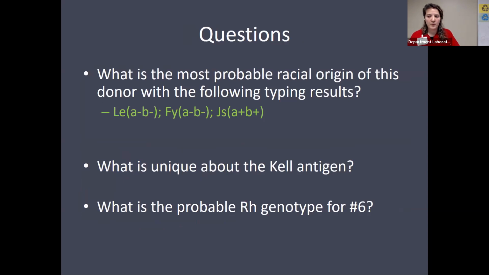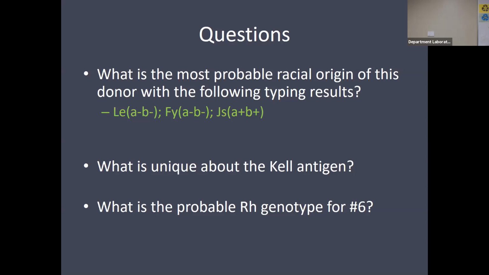All right, so what's your most probable racial origin of a donor with the following typing results? So we have Lewis A negative, Lewis B negative, Duffy A negative, B negative, JS is in your Kale family, positive for A and B. What population do you typically see A negative, B negative in, Lewis? African American. Is that the same for your Duffys?